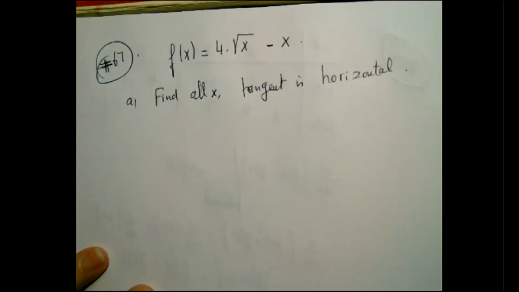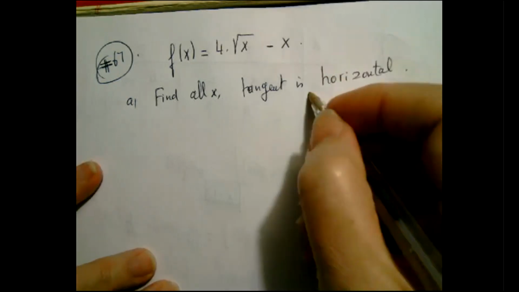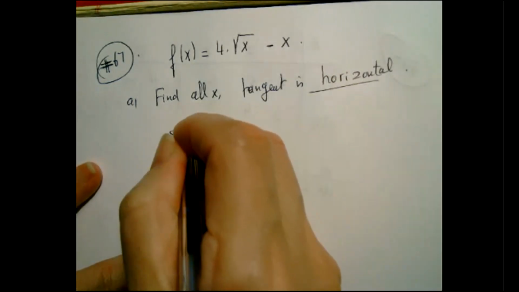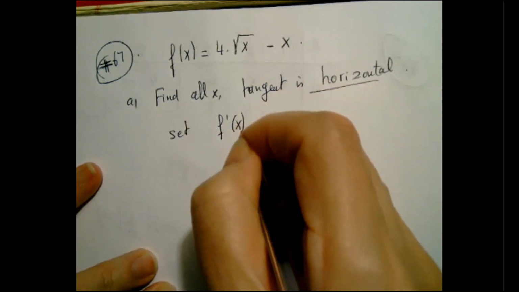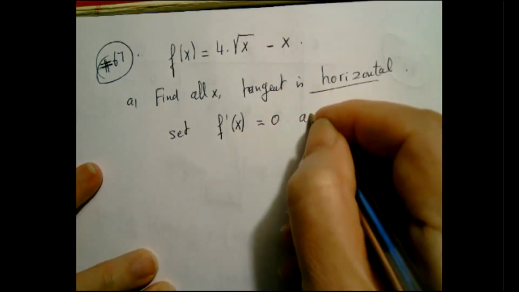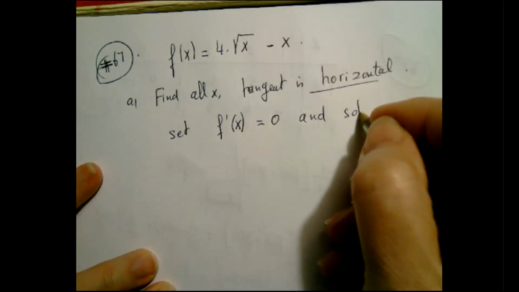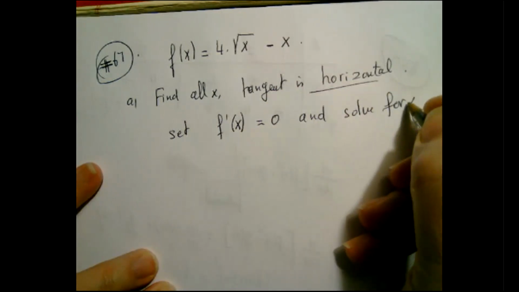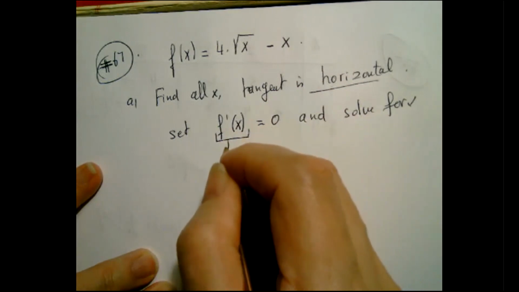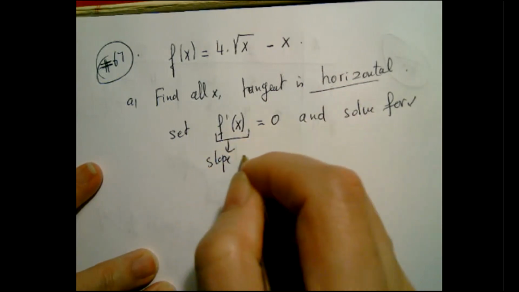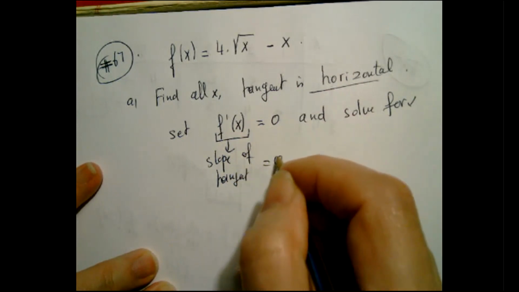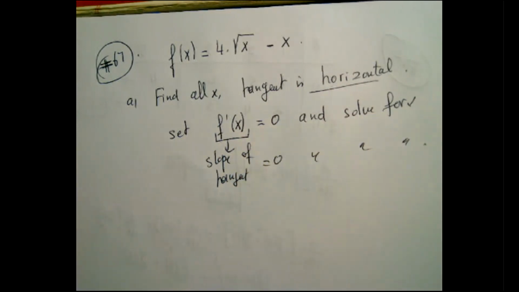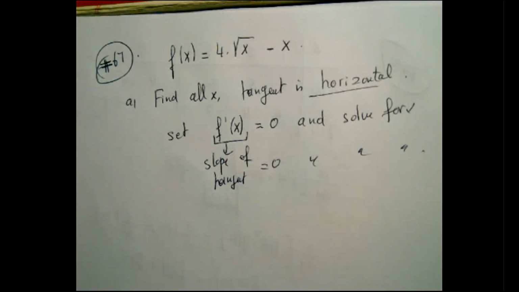So let us start doing this. We're going to find where the tangent is horizontal, which basically means we find the derivative equal to 0 and solve for x. Now, why the derivative? Because this is the slope of the tangent. It means we set the slope of the tangent equal to 0 and we solve for x. Okay, so we have two things to do. We first have to compute the derivative, then we have to set it equal to 0.